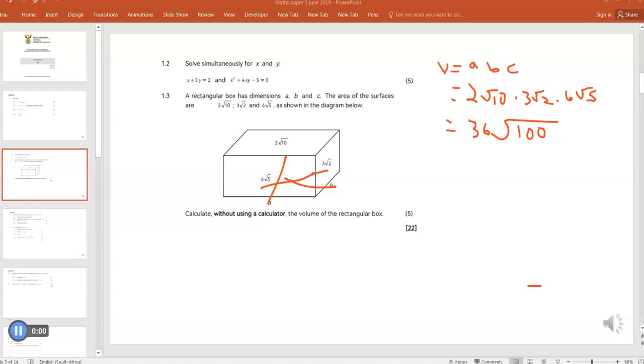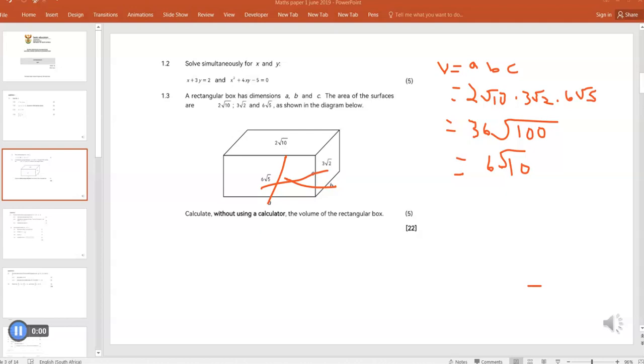So now those 3 dimensions together are your answer. Now we need to simplify it into one surd, so that you can have one volume. So it's 36, and then square root of 100. One thing we know for sure, the square root of 100 is 10. That will be the square root simplified now. So this will be 36 times 10.